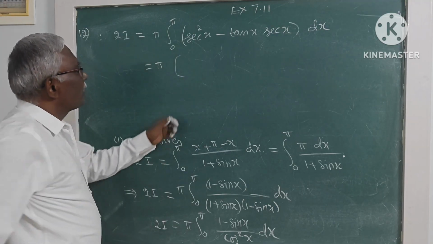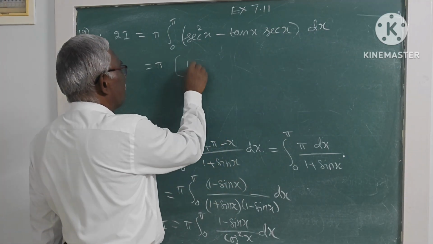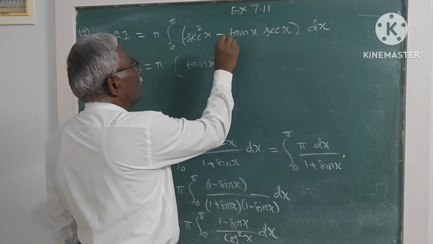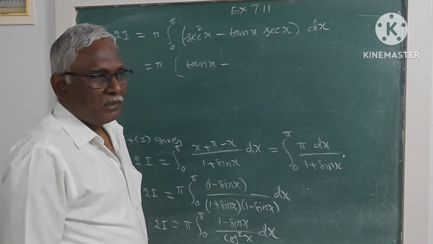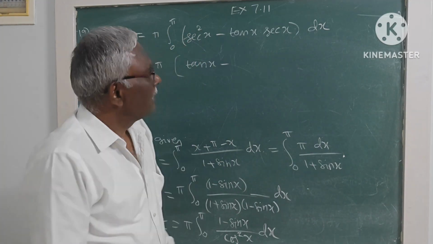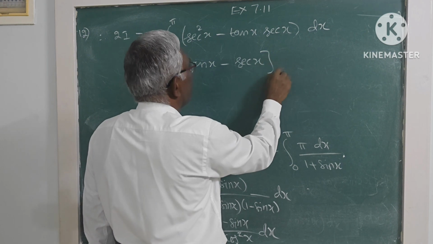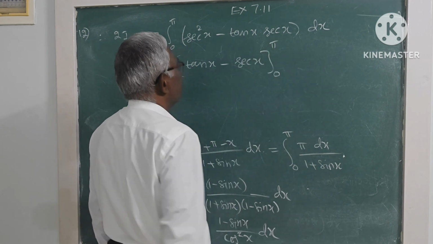Now if we integrate secant square x, what will come? Tan x. If we integrate tan x secant x with respect to x, that is nothing but the integral of secant x tan x dx. So if we integrate, we will get secant x, from 0 to pi.